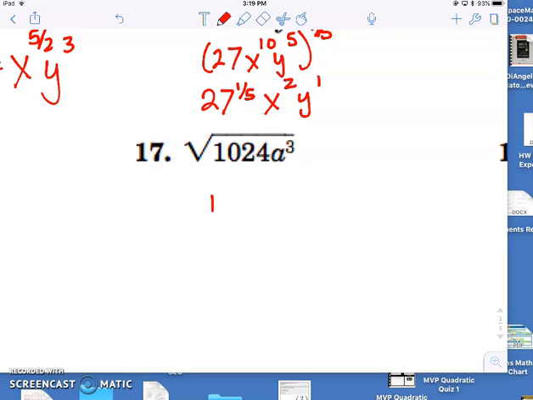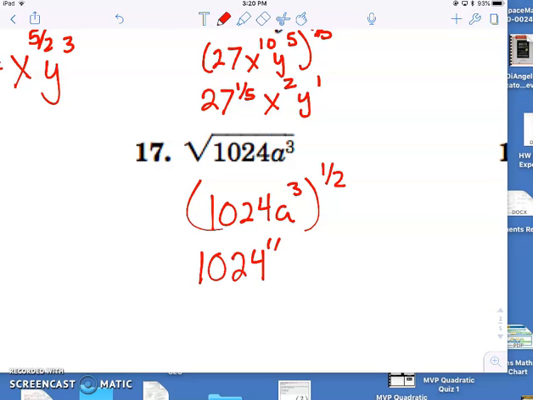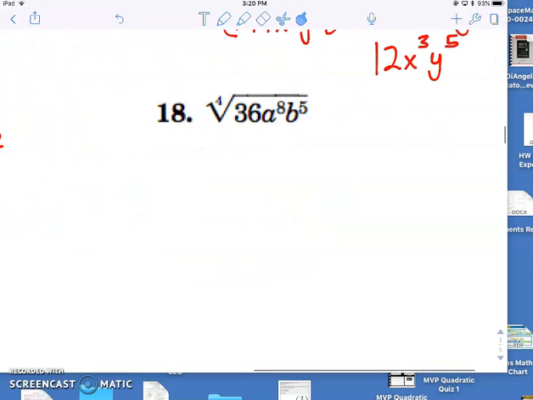A square root one, so 1024a cubed to the 1/2 power. So 1024 to the 1/2, a to the 3/2. I don't know what the square root of 1024 is, so we could just leave it.